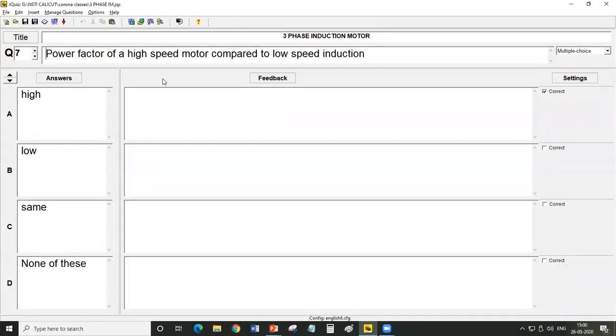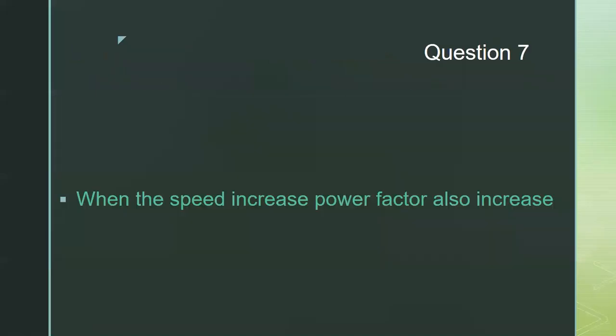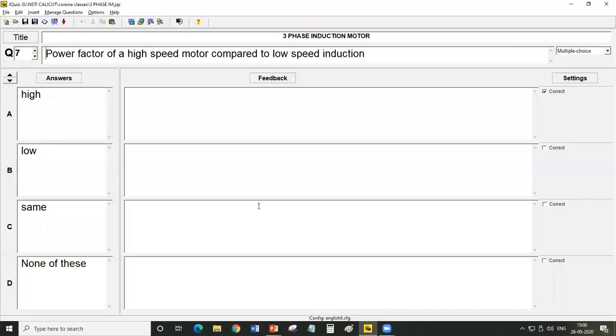Next question: power factor for a high speed motor compared to a low speed motor. It is practically proved that when the speed of the induction motor is increased, the power factor will also increase. So at high speed, the power factor will be high compared to low speed. The answer is option A.